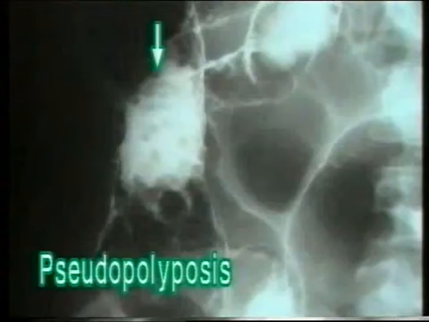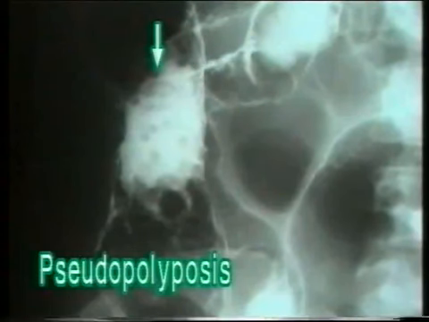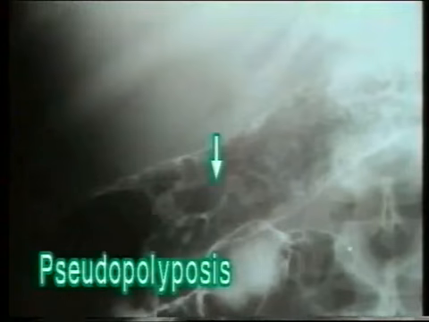Later, pseudopolyposis may develop with multiple small filling defects. Note the large number of filling defects all over the colon. They are the small remnants of mucosa which are inflamed and edematous and are surrounded by ulcers. In the contrast study, they appear as radiolucent areas with barium filling the ulcers.